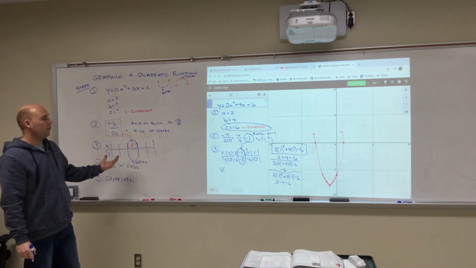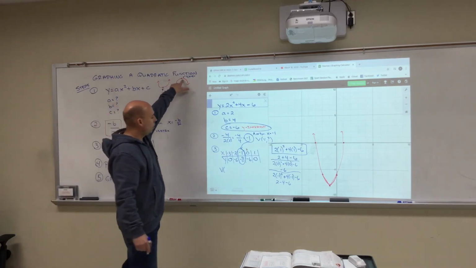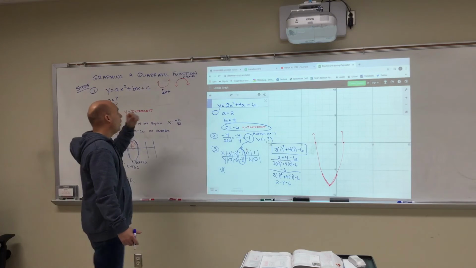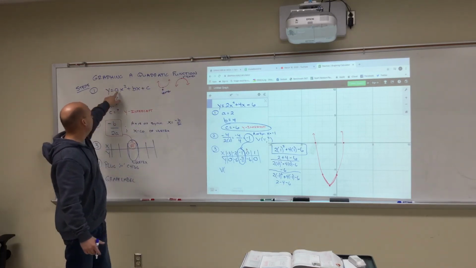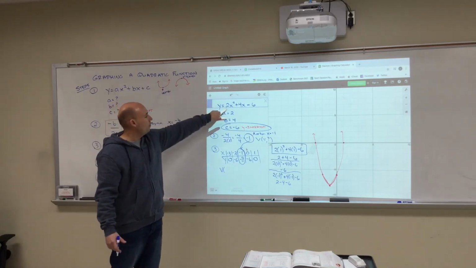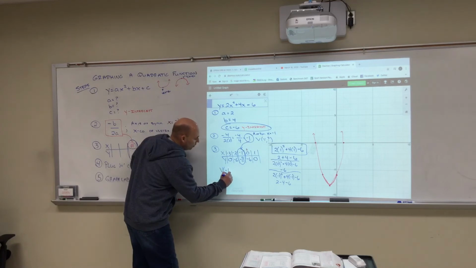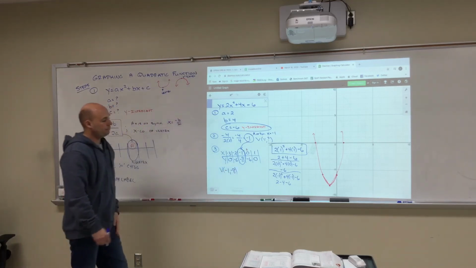That is always the point where the lowest point or the highest point is, depending on what type of graph you have. A graph that would be pointing down would be if your front number is negative. A graph that's pointing up, your front number is always positive. Okay? So your vertex here is -1, -8.